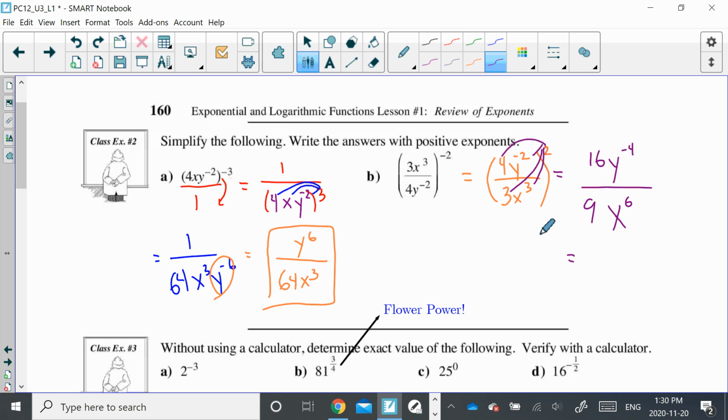16 over 9. Hopefully you see that this must be written in the denominator. So the answer would be 16 over 9, x to the 6, y to the 4.